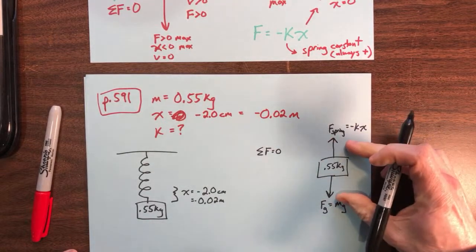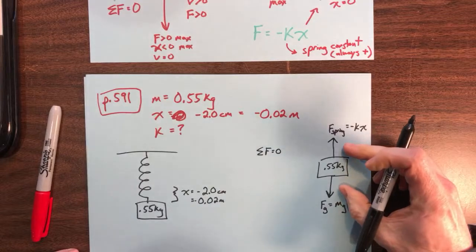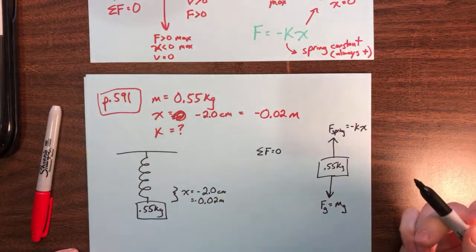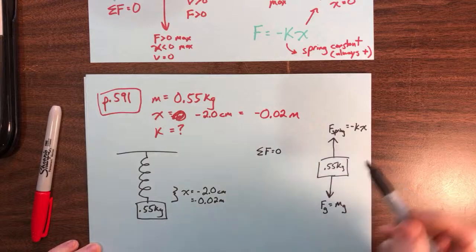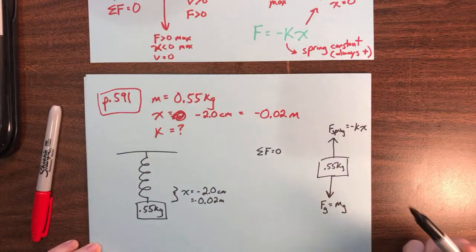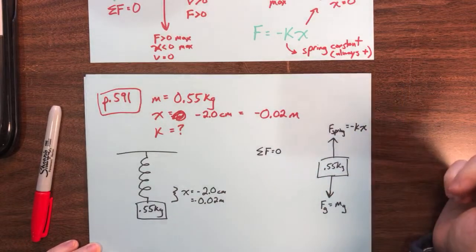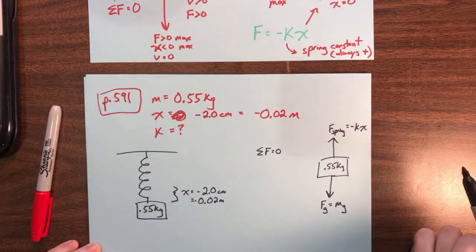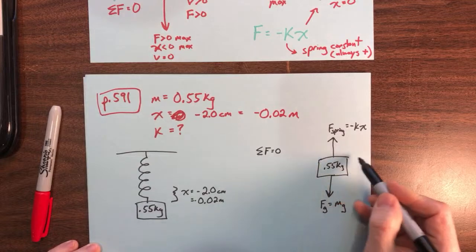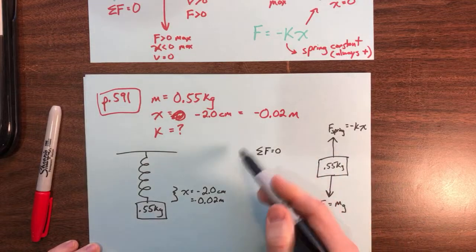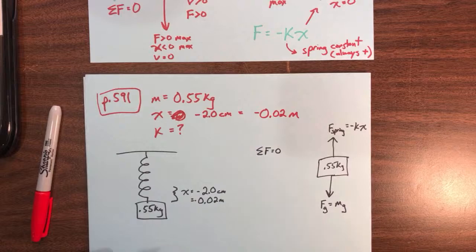And those two forces at this new equilibrium are going to be equal to each other. Why? Because the net force has to equal 0. Okay, so the upward force due to the spring and the downward force due to gravity must be equal. And because they're in opposite directions, they're going to cancel each other out to give a net force of 0.